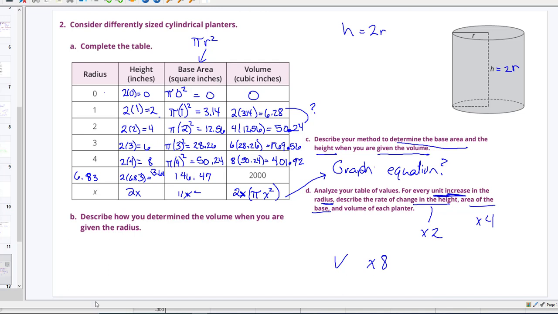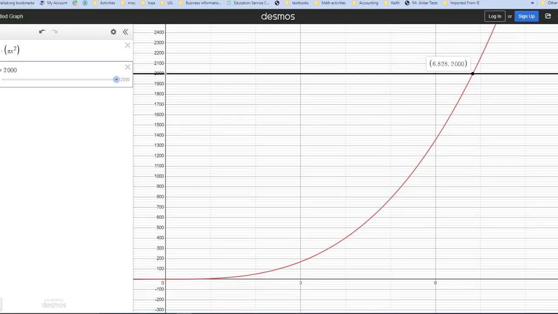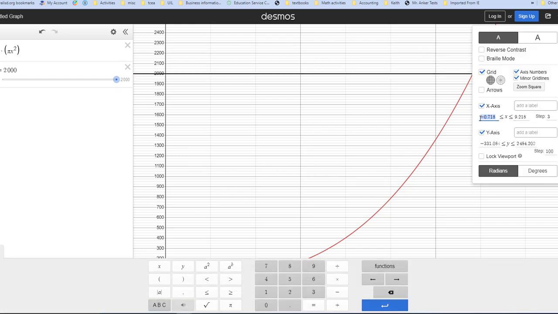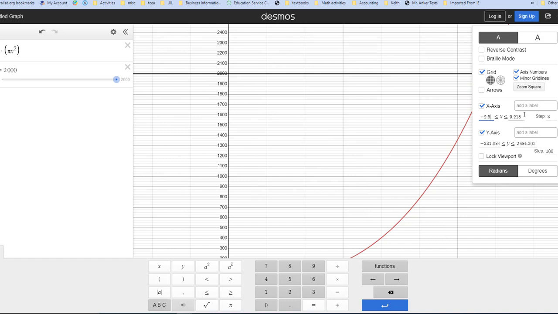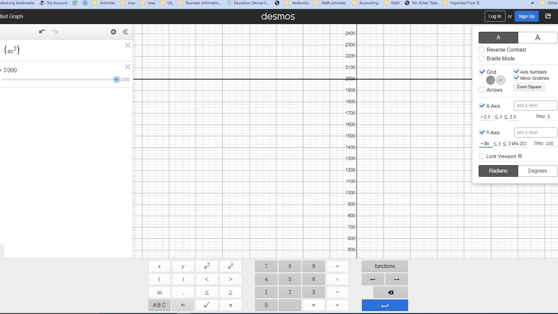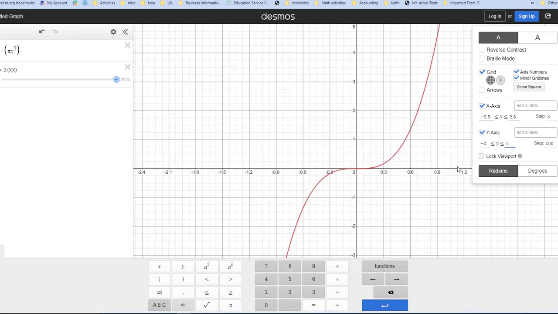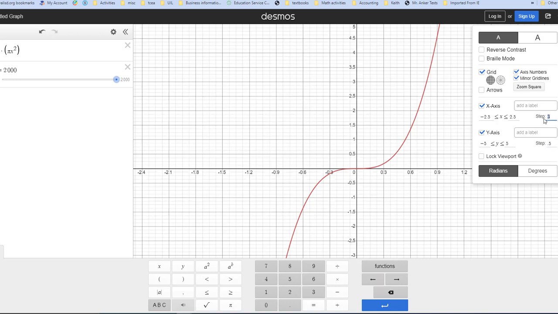So we're going to graph it. We're going to find these three things and graph them on the coordinate plane, so you can use your graph. The coordinate plane is from negative 2.5 to positive 2.5, and on our y, we went from negative 5 to positive 5. Our step was 0.5.